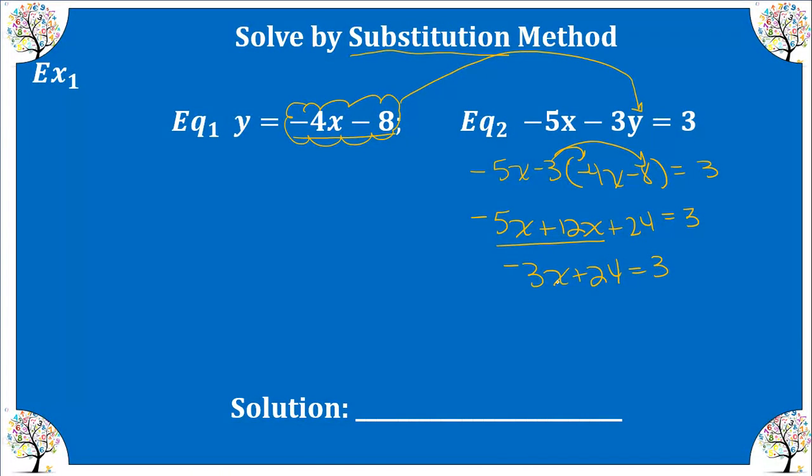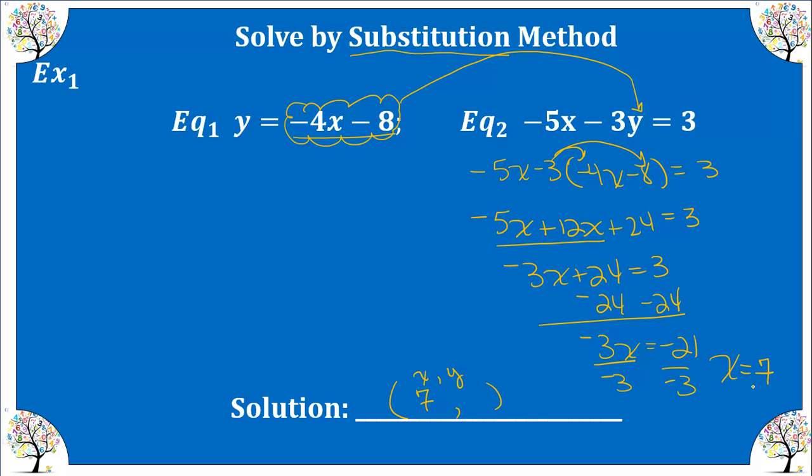Now we're solving for x. We subtract 24 from both sides. We divide each side by negative 3. And the x value for our solution is positive 7. So when you write your solution, make sure you put it in the right spot. It's x comma y. Now, this is half of our answer, so we're going to take what x equals, which is 7, and substitute it in for either of these equations.